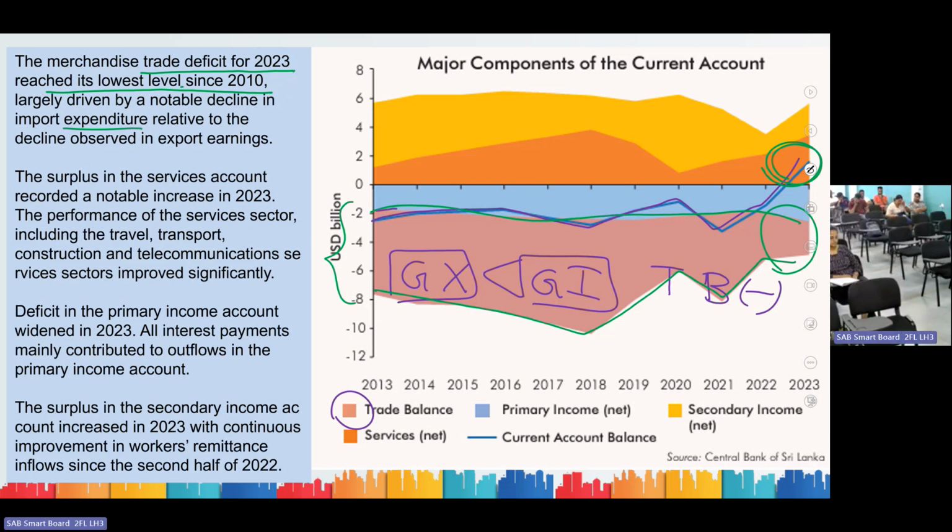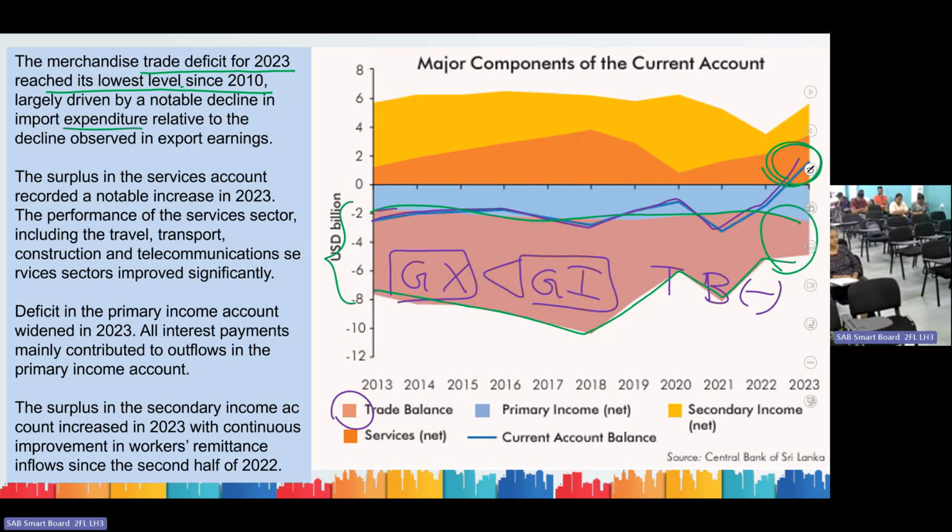import expenditure, which has reduced sharply. That's why the trade deficit has shrunk, because there are many import restrictions in Sri Lanka. The government imposed many trade import restrictions. Automobile imports were restricted, and there were some other import restrictions during 2023. That's why the trade deficit shrank.